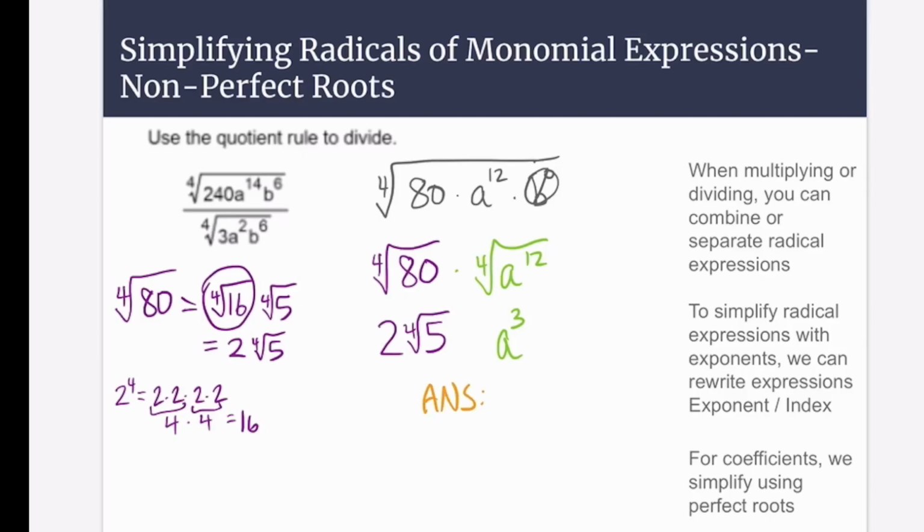So your answer, once you divide, split these up and simplify each one, is going to be 2a to the third power, and then it's the fourth root of 5. So that's how you simplify those radicals with the exponents and everything else.